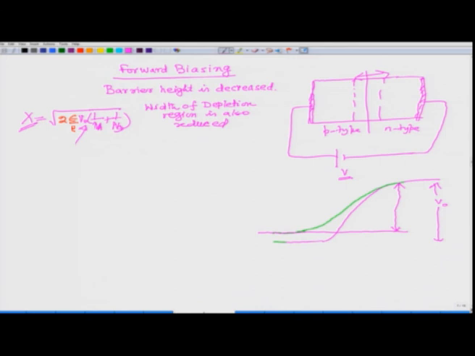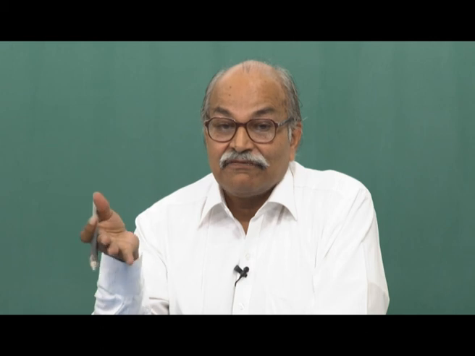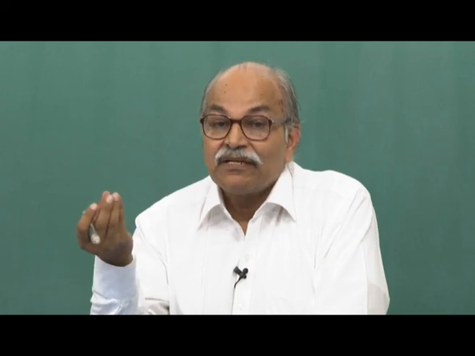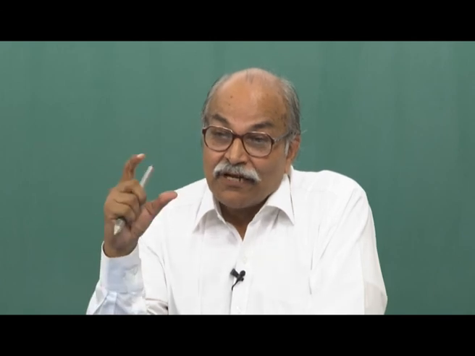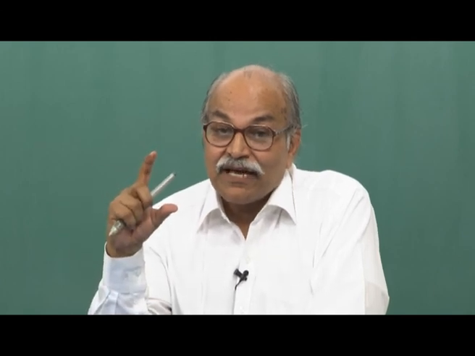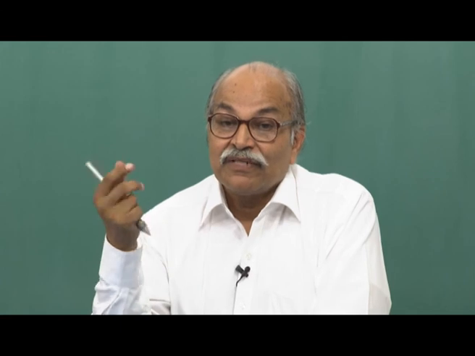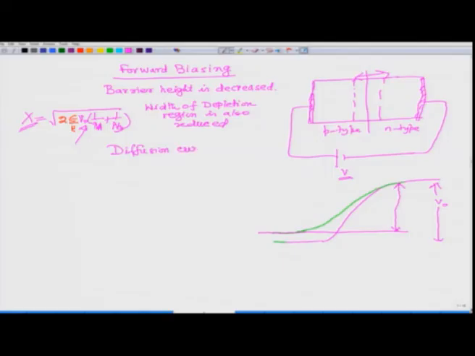So, the majority carriers are more than happy, because they had to cross this depletion region in which this electric field was existing. Now, the depletion region is thinner, and the total energy difference that they had to surmount is also decreased, and therefore, what happens? The diffusion current will increase.